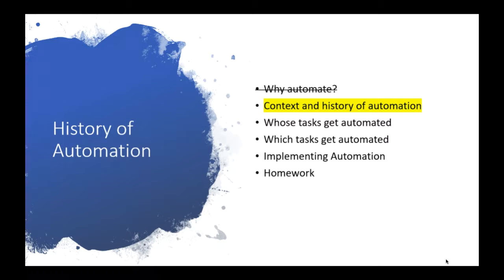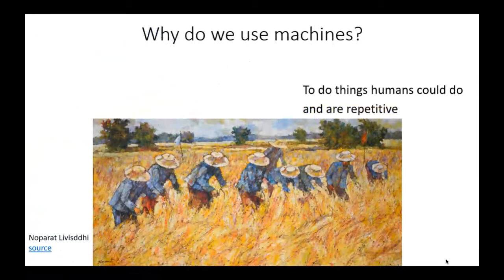All right, so this next bit is just a little bit of context to make sure that you don't feel like you're doing something totally new and radical, because automation is really old. The underlying principle that motivates all this work of automating is that we can do a lot of work.